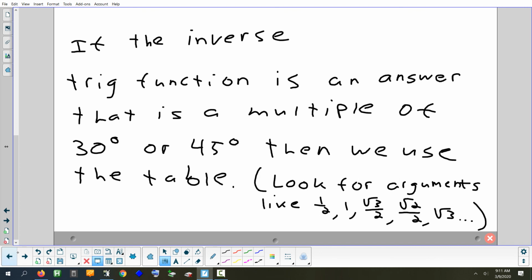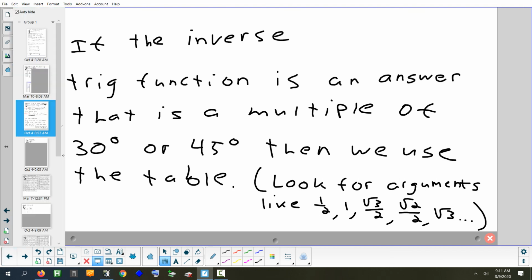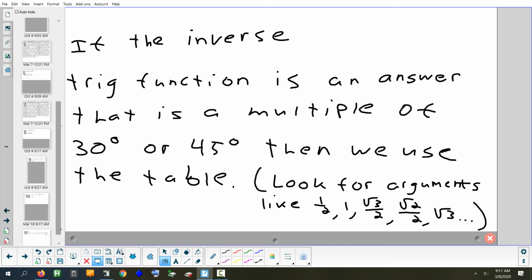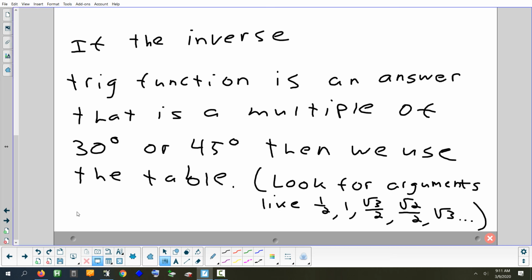If the argument looks something like, say, 0.721, well, 0.721 is not a number on this table. You're not going to see it. Those are the numbers you're going to see on this table. So if you get a number that's not in that list, you're not using this table. And at the very end, I'll show you how to type it in on a calculator if it's not in there. Very, very simple.